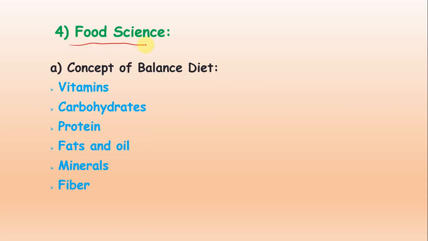Number 4th is the food sciences. In the food sciences, A part is basically the concept of the balanced diet. This is one of the very important portions, and many questions will come from this portion in your paper. Like what are vitamins, what is the importance and role of vitamins, like carbohydrates, proteins, fats and oils, minerals and fiber. What is the role, what is the function of these constituents of the balanced diet.